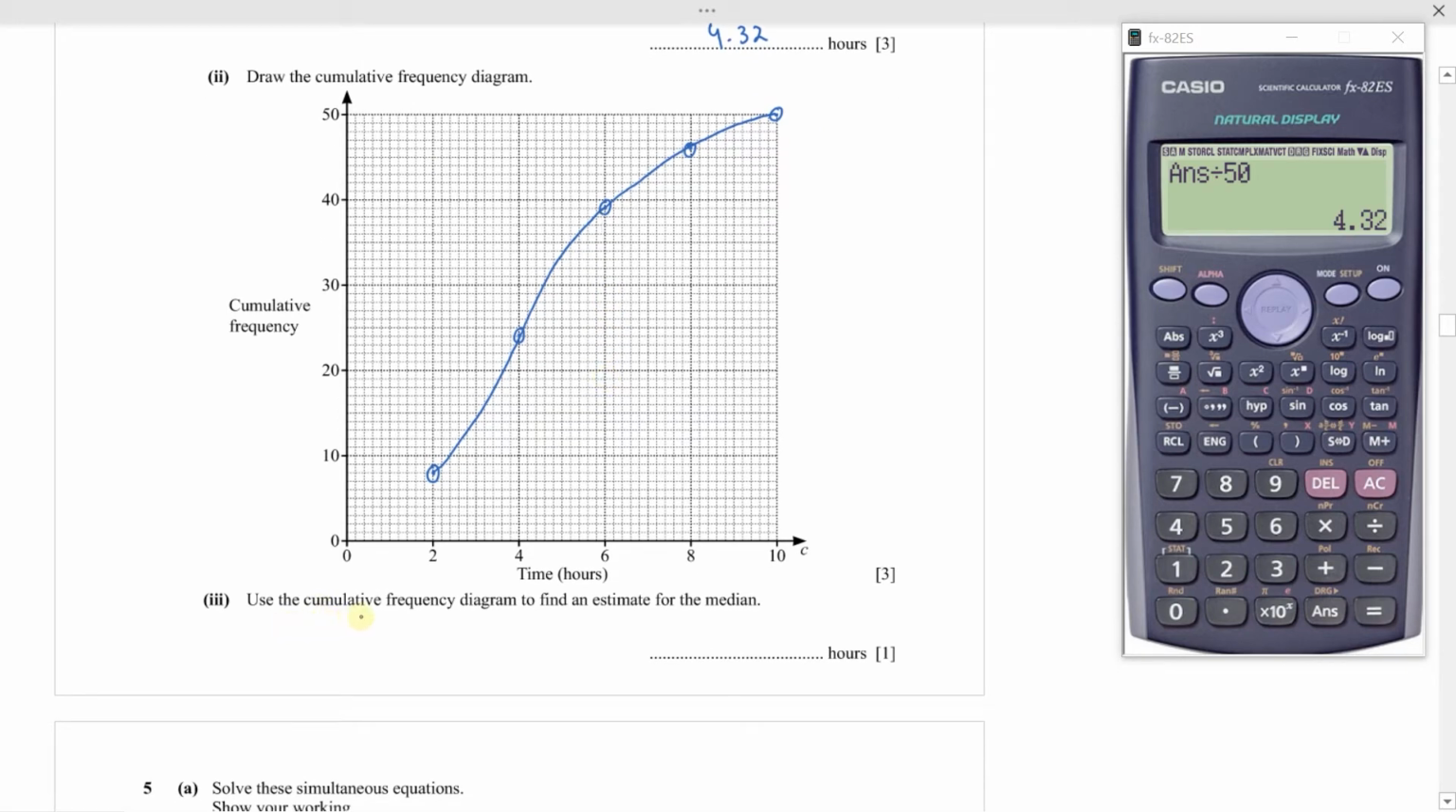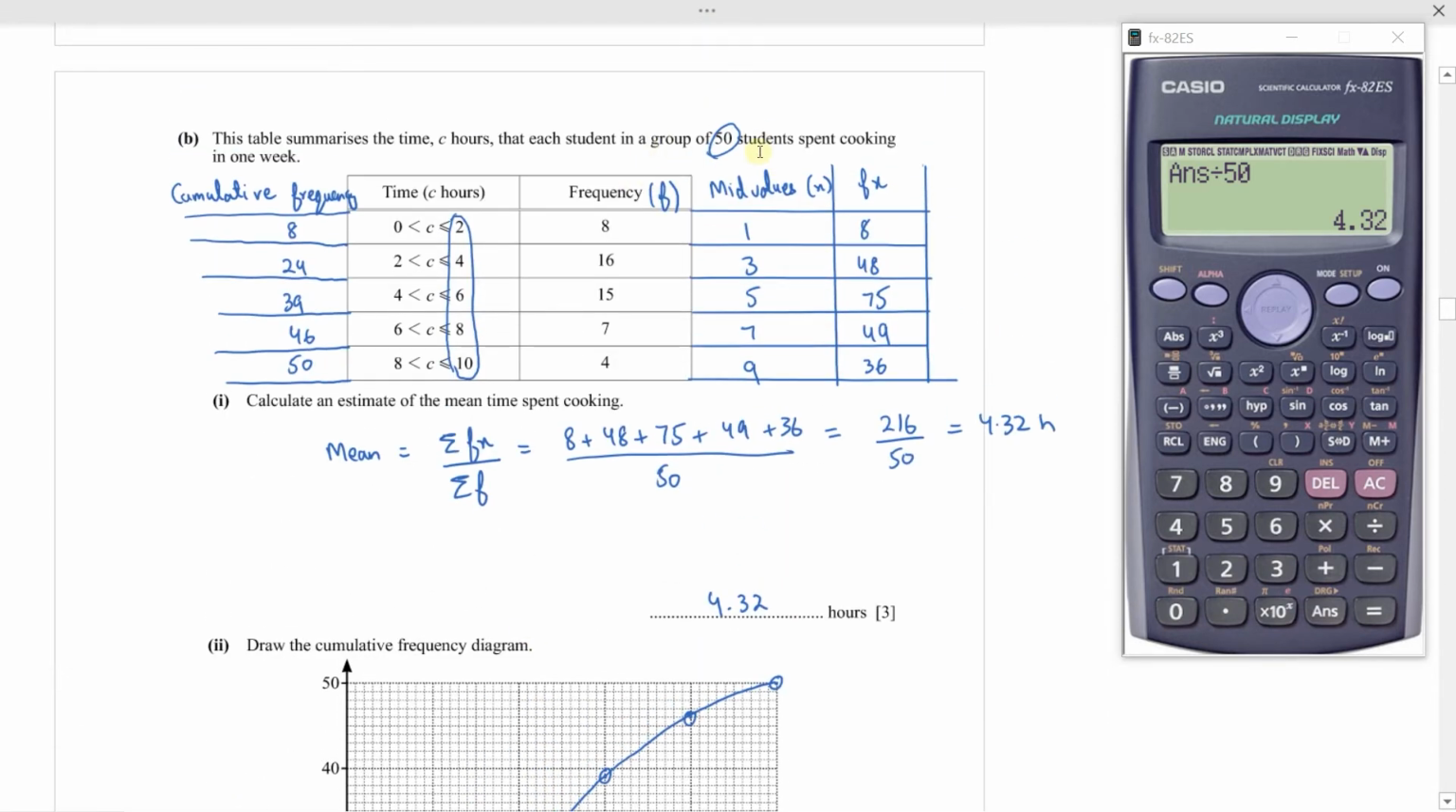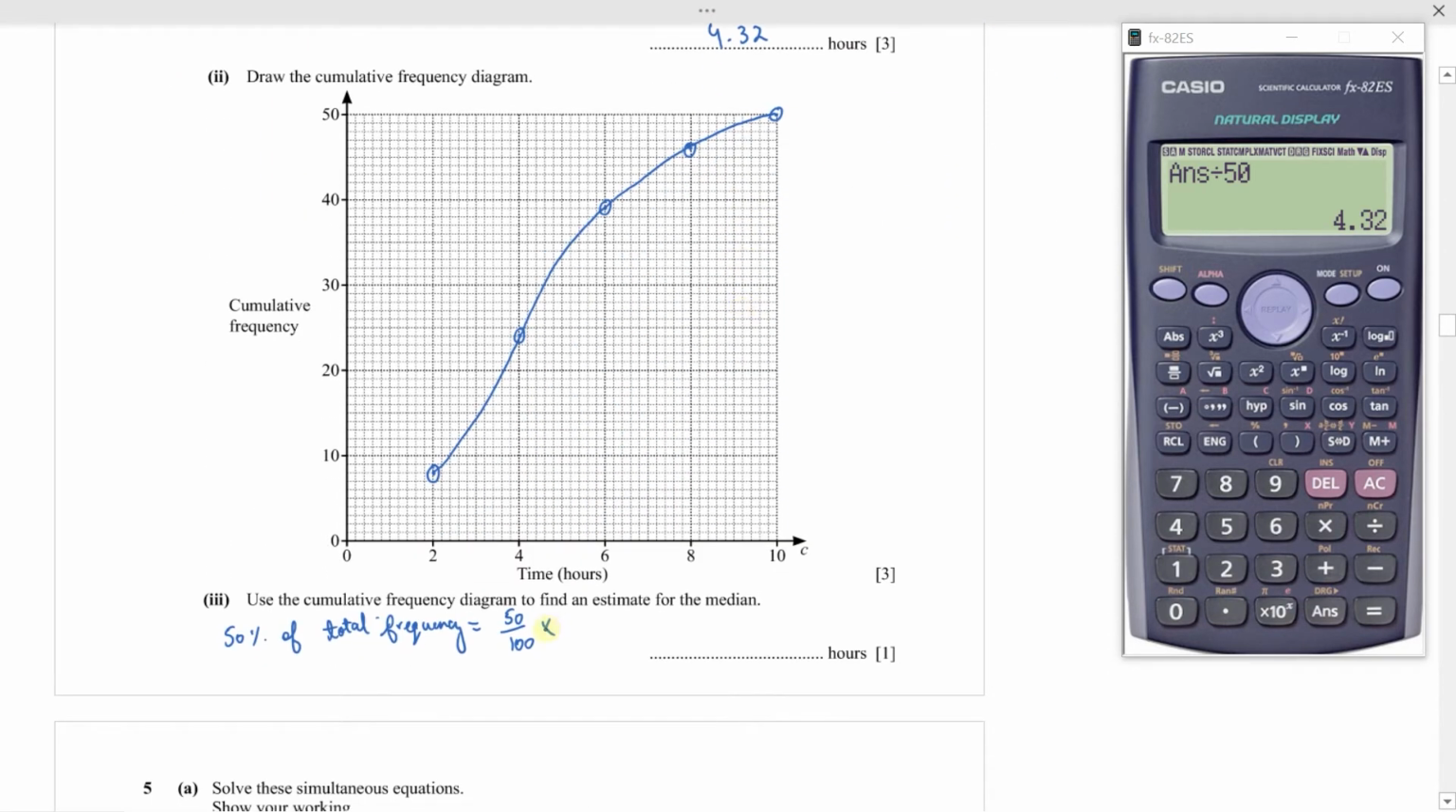The next part is use the cumulative frequency diagram to find an estimate for the median. So for the median, you first need to find the 50% of total frequency. 50% is 50 over 100, and your total frequency here is 50. You have 50 students in total. So 1 by 2 into 50, which is 25. So now you have to find the value in hours when your cumulative frequency is 25. This will give you the median value.